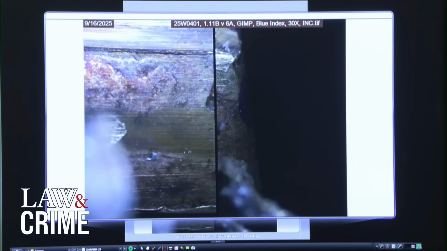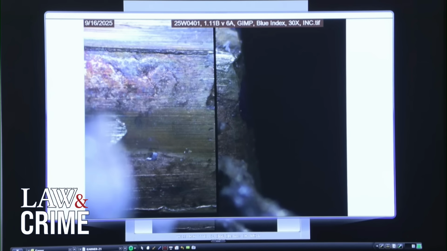30X refers to the magnification that the photo was taken at, and then INC refers to inconclusive, the final conclusion. So I'm interested in the areas of disagreement. Are there areas of disagreement between the known and the unknown here that you could point us to?